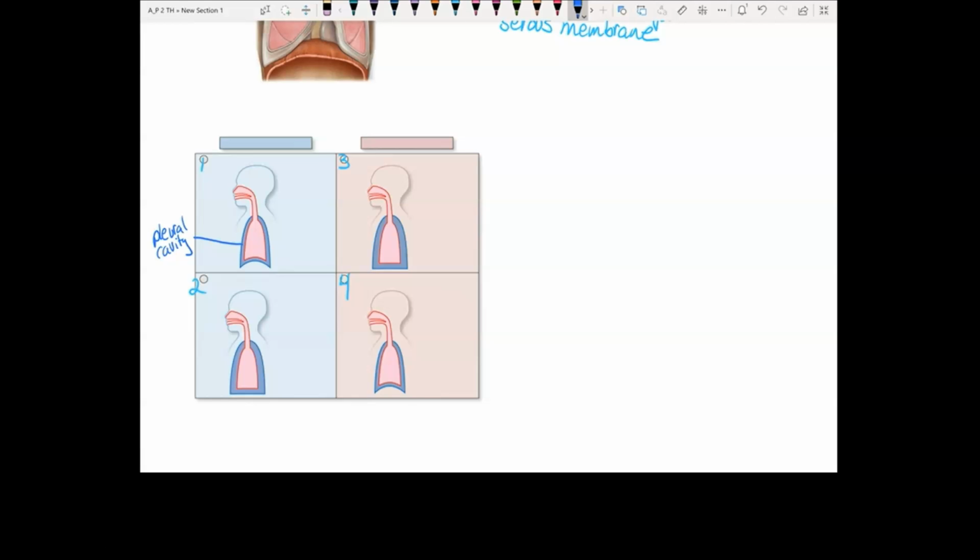Now remember also you use skeletal muscles to pull air in and out. So we're also going to be talking about the intercostal muscles that are here in the chest and the diaphragm that is here at the bottom of the lungs. Okay, in picture number 1, and I'll use blue for 1 and 2 and then pink for 3 and 4. In picture number 1, this is a picture just before you inhale.